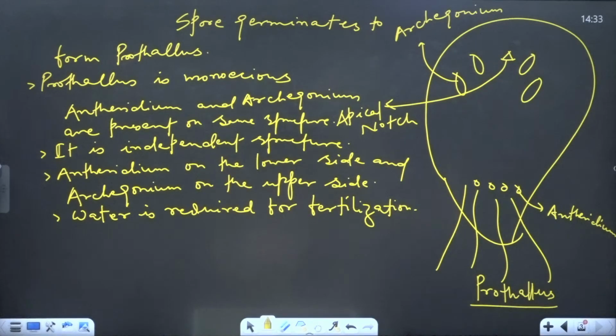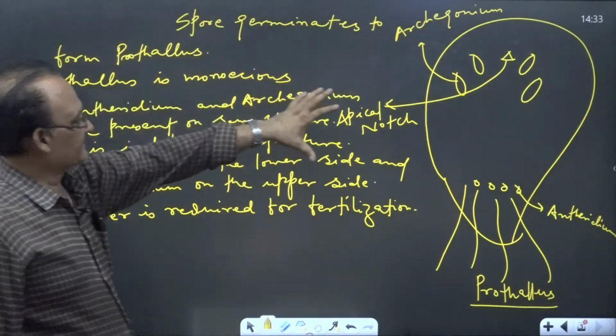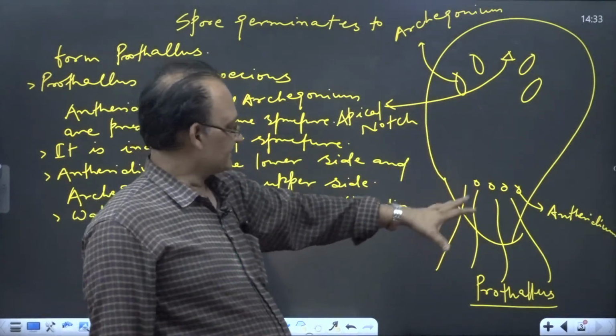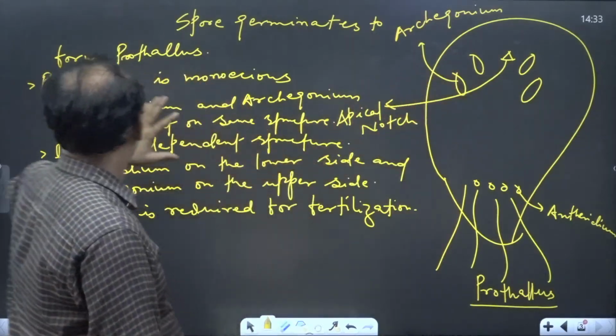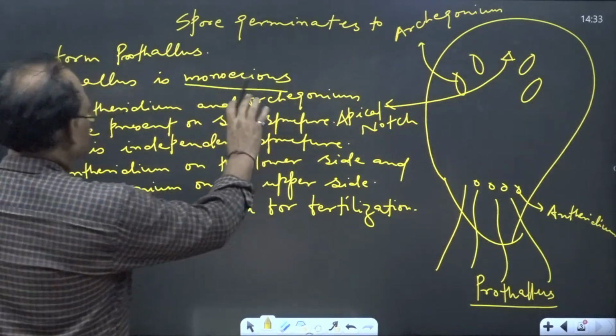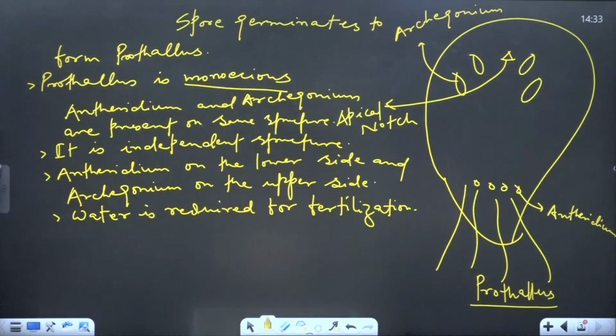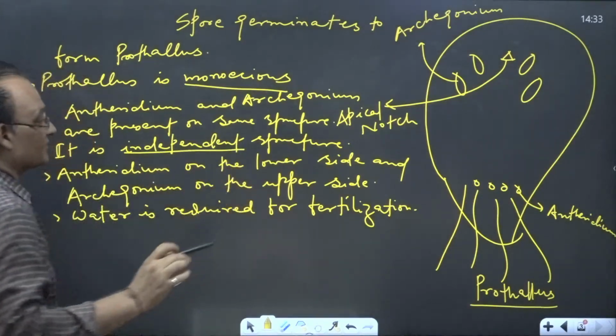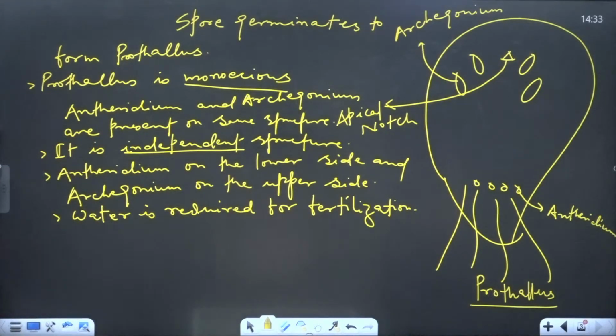ठीक है? You understood this, na? This structure is prothallus formed by spore, right? Having antheridium and archegonium. Antheridium on the lower side, archegonium on the upper side. It is monoecious. Matlab both sex organs are present on the same structure. It is an independent structure. It is not dependent on the sporophyte, right? In bryophyte, you saw what? Sporophyte was dependent on gametophyte, but here the gametophyte is an independent structure in case of ferns.